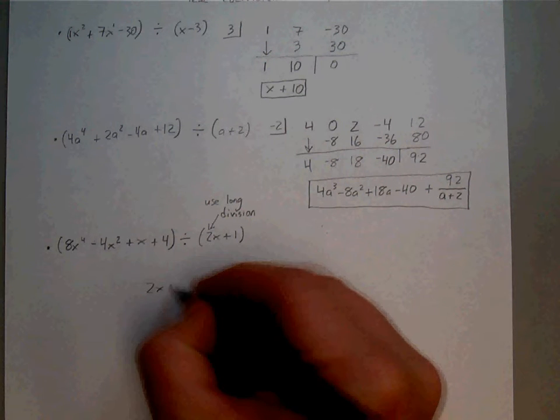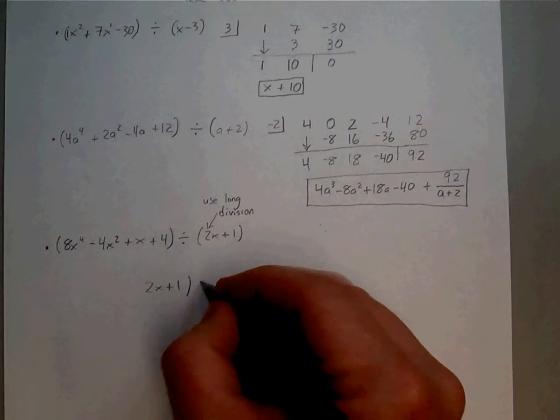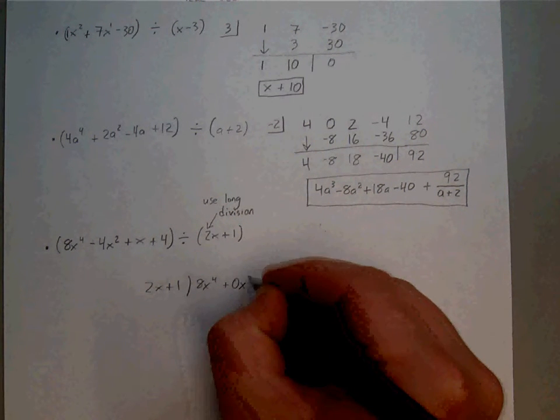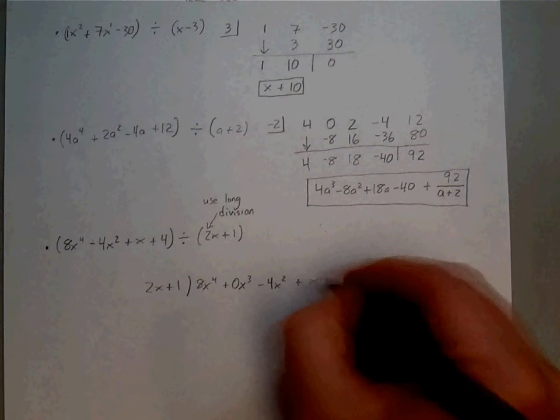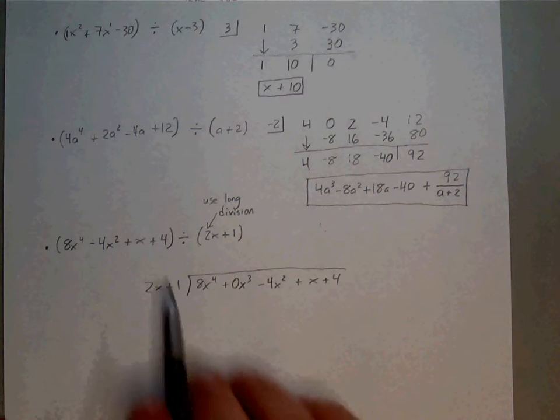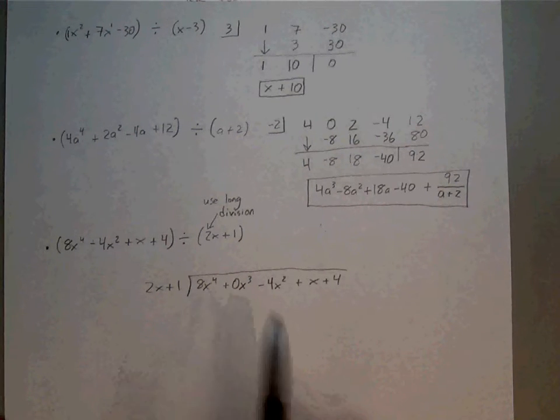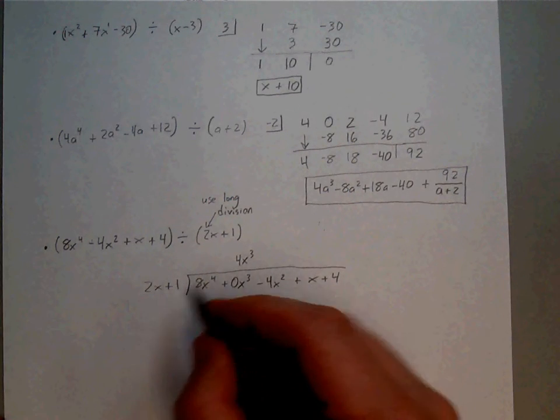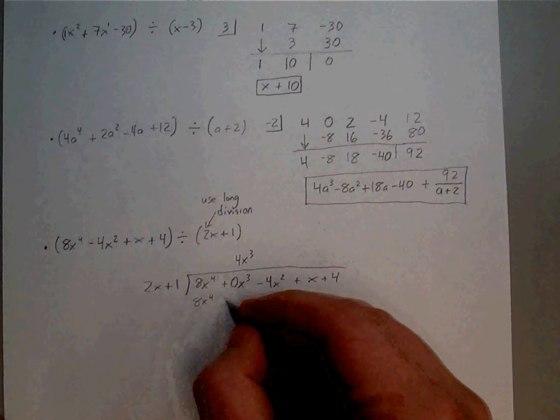So 2x plus 1, I wasn't missing any terms, so I don't need any zeros. We're dividing 8x to the 4th. There is no x cubed, so that's a 0x cubed. Don't forget your placeholders. Minus 4x squared plus x plus 4. So we will not use synthetic division here. What do we multiply 2x by to get 8x to the 4th? That's got to be a 4x cubed. So distribute: 8x to the 4th, and then 4x cubed times 1 is 4x cubed.